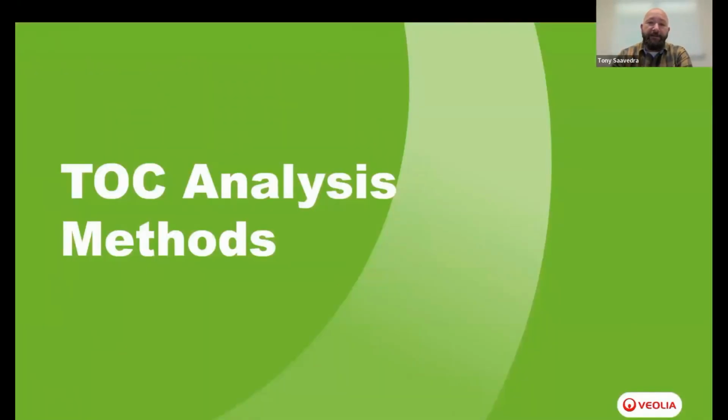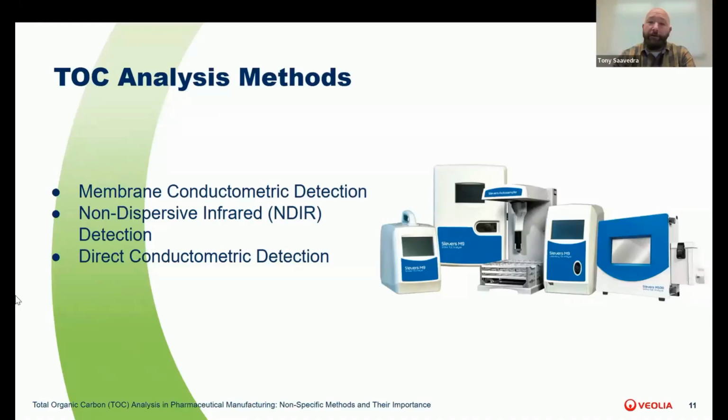Now that we've talked about TOC sources and why it's important to monitor TOC in your facility, let's talk about the different methods available to you. Overall, there are three primary methods used in pharmaceutical TOC analysis: membrane conductometric, non-dispersive infrared detection, or NDIR, and then direct conductometric detection. These methods are all slightly different, so we'll cover the advantages and disadvantages of each.